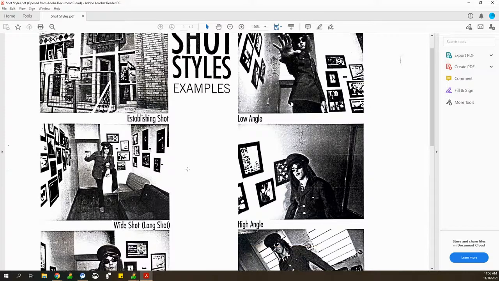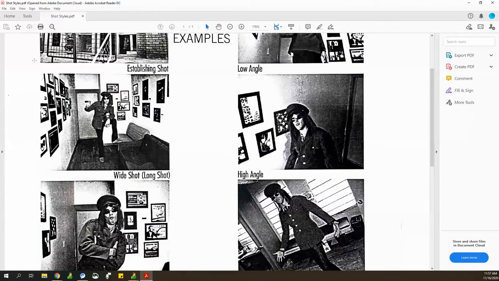Okay, and then we're going to go down to this one right here. This is called a long shot. Sometimes it's also called a wide shot. That just means that of the people they're filming, we see their whole body, and it usually shows most of the room where the person is. Okay, that's a long shot.